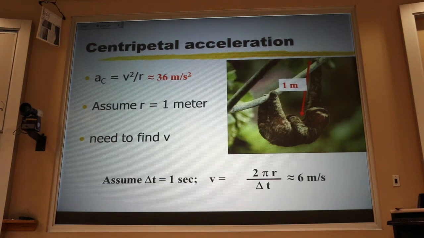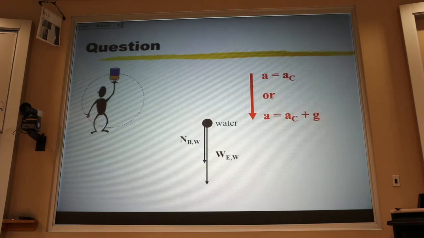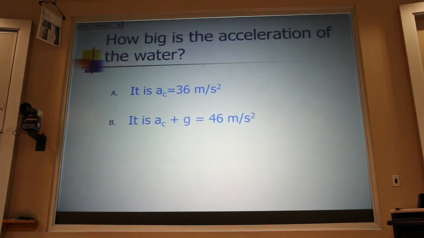Now before we stop, let's ask ourselves this important question. What is the total acceleration of the water? Is it the centripetal acceleration, 36 meters per second squared? Or do I have to take that centripetal acceleration and add gravitational acceleration, so I'd have 36 plus 10, or 46? Which is it? Tell me with your clicker.